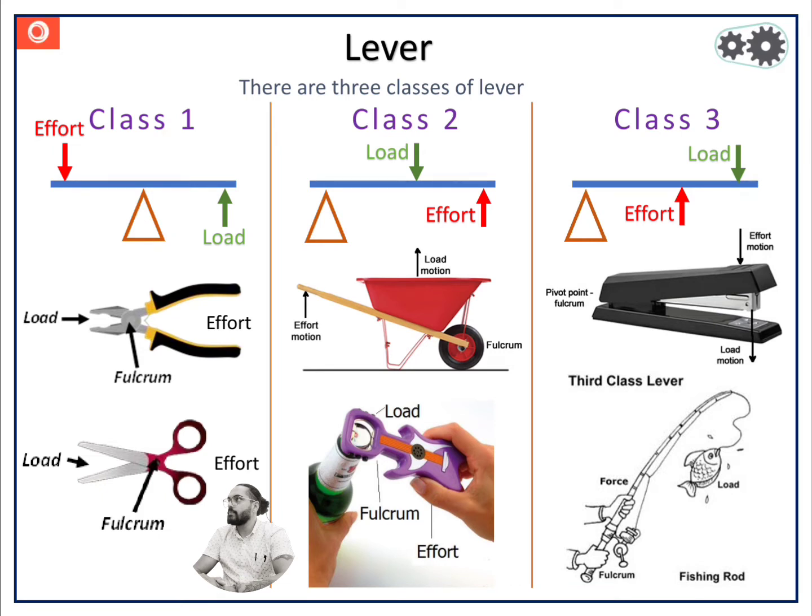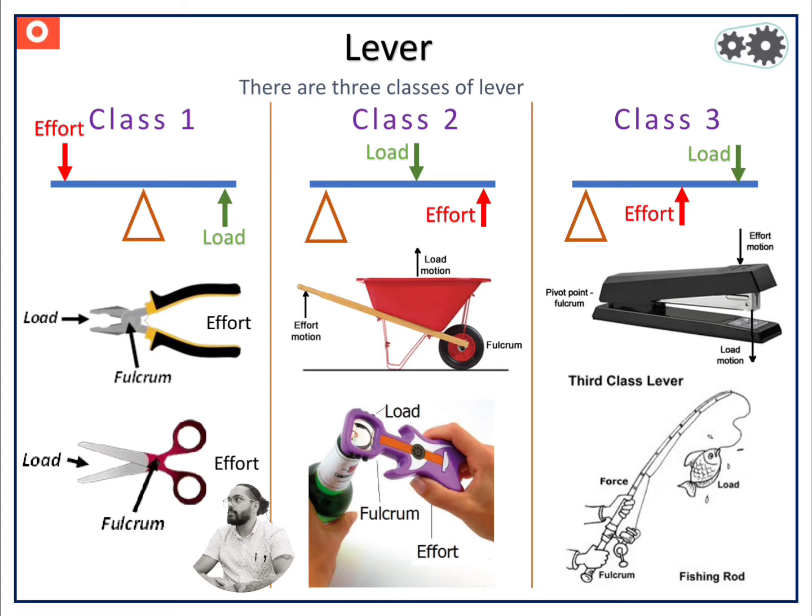Class 2 lever is when the fulcrum is at the end of the rigid rod. The load is at the center and the effort is being done at the end. For example, a wheelbarrow. You have to lift the handle and the load is at the center. Another example is the bottle opener.